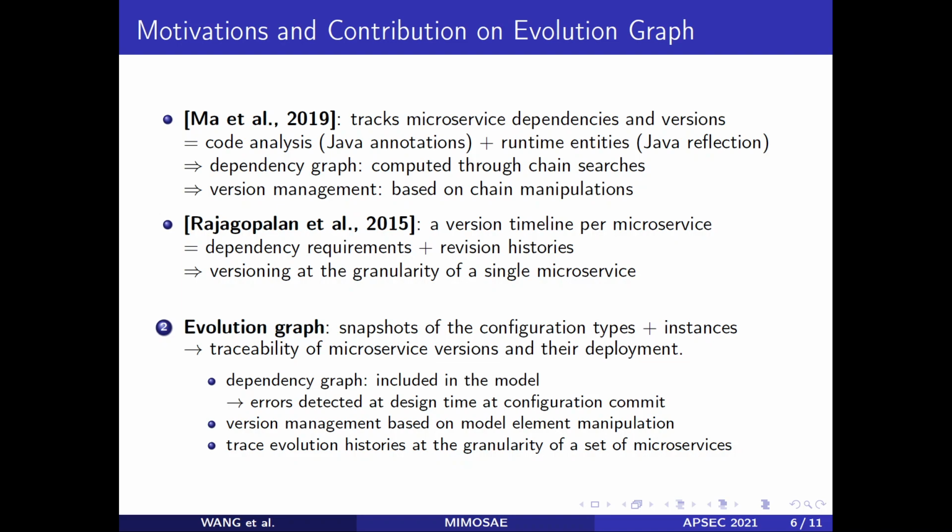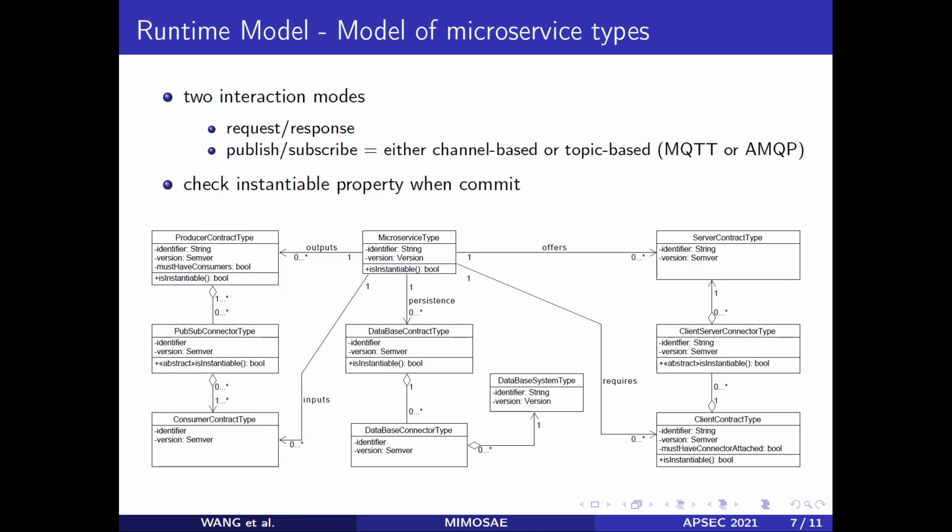We build up an evolution graph, and each node in our graph is a snapshot of the running system configuration as version changes are applied. In our work, the dependency graph is included in the model, and version management is based on model element manipulation. And we trace evolution histories from the point of view of configuration, that is a set of microservices, not just a single microservice. And now we enter into more details of these two contributions.